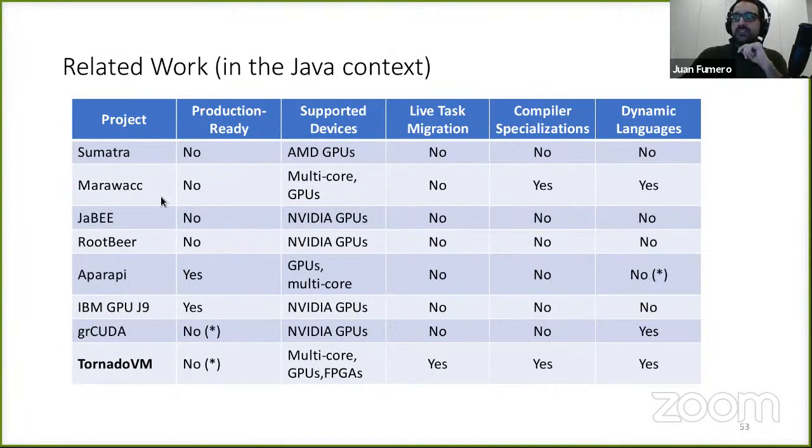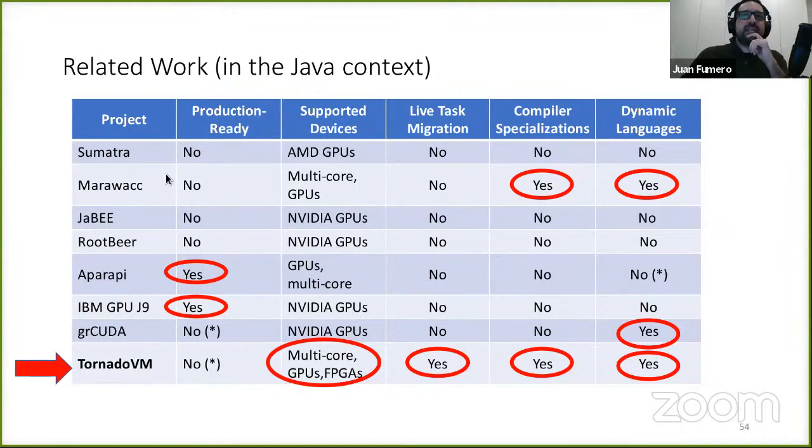But I want to highlight a few things. I split this into several categories. The devices that they support: TornadoVM supports more devices than the rest. The ability to perform live task migration. As far as we know, there's no other framework in this territory that can perform live task migration across GPUs, and GPUs and FPGAs, and so on. Compiler specialization: there are not many, actually, the one I implemented back then, plus Tornado.